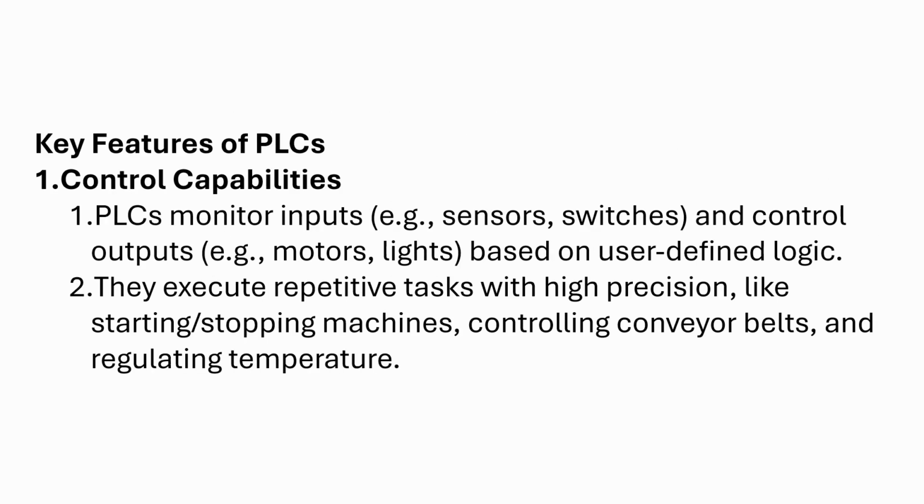Some of the key features of PLCs, some of their control capabilities. PLCs monitor inputs. Inputs are things like sensors and switches, and they also control outputs, things like motors and lights. They control these things based on user-defined logic. PLCs execute repetitive tasks with really high precision, things like starting and stopping of machines, controlling conveyor belts, and also things like regulating temperature.